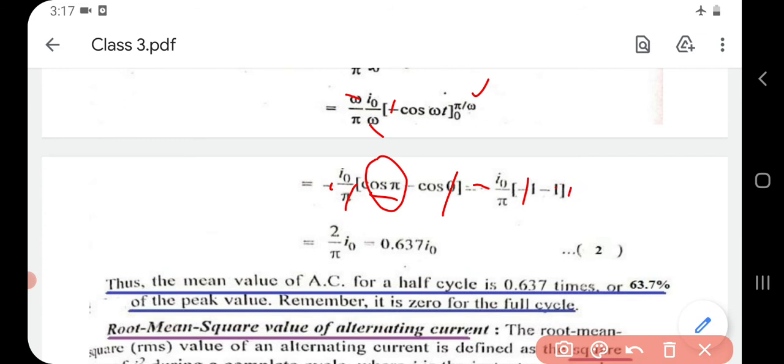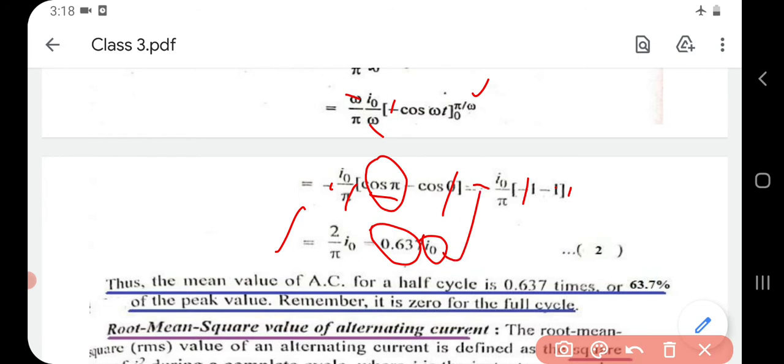So substituting, you will get 2 pi by pi I0, that is 2 by pi times I0. What is the value of 2 by pi? 0.637. That much times I0. Thus you got the mean value of AC for a half cycle as 0.637 times, or 63.7 percent of, the peak value. What is the peak value? I0. So the mean value is 0.637 times the peak value I0.